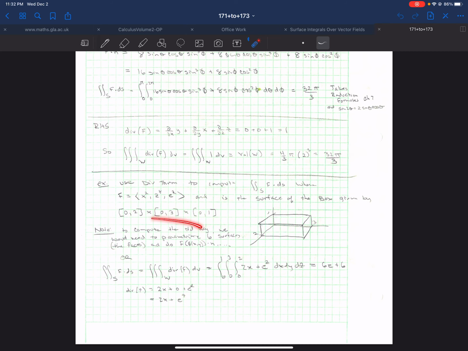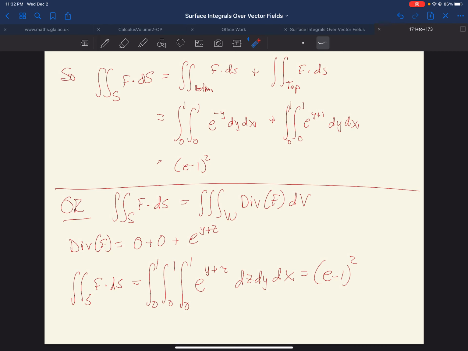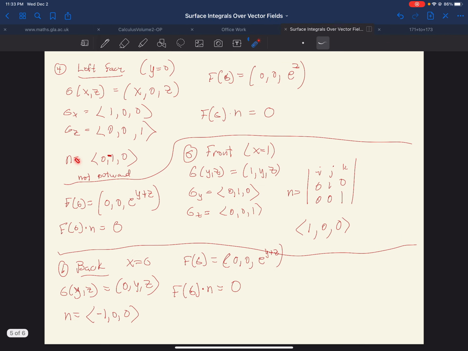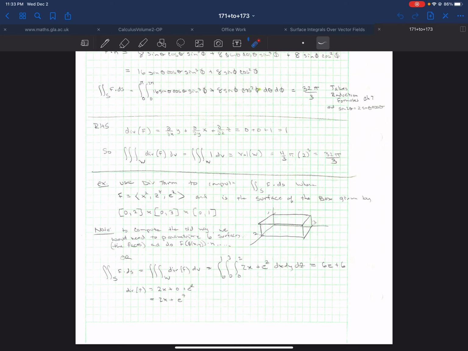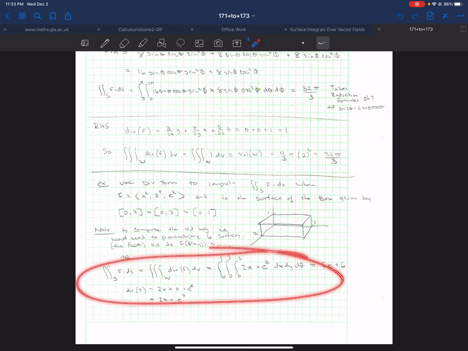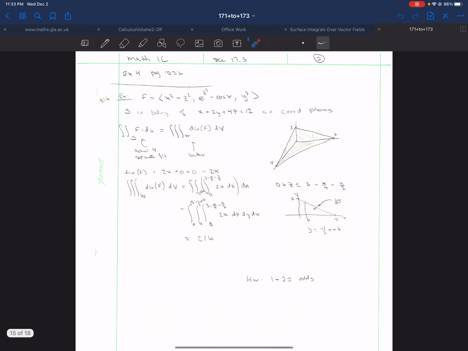But if you did it the other way, you would have to do it exactly how I did this over here and do all 6 of the faces and then do double integrals for each one of those. So it does help us there. And this one, we didn't do it both ways. We just did it using divergence straight up.